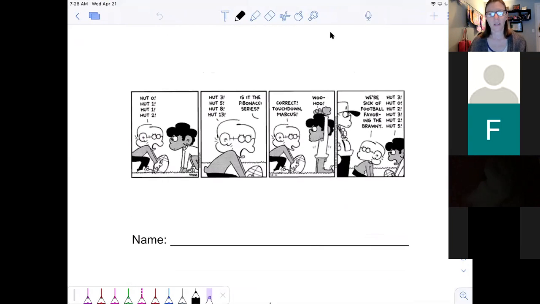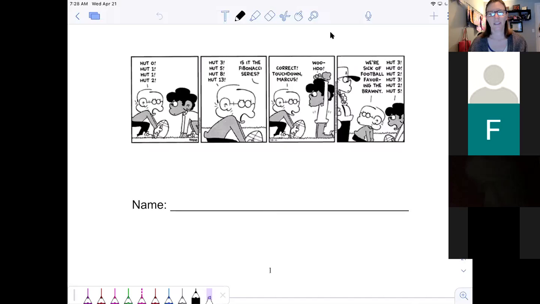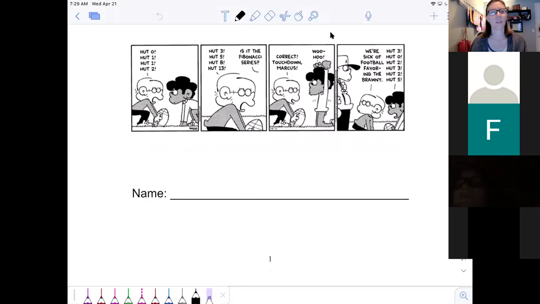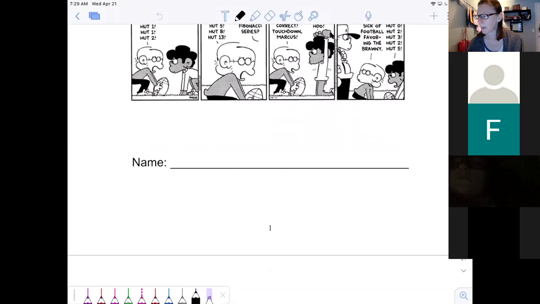So, cute little comic that I have here talking about a specific sequence and series that we're going to actually talk about today. And we'll see what kind of pattern that makes in a little bit.